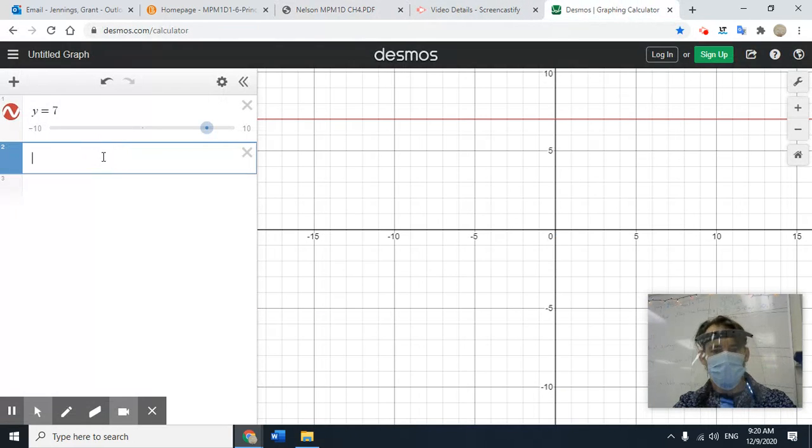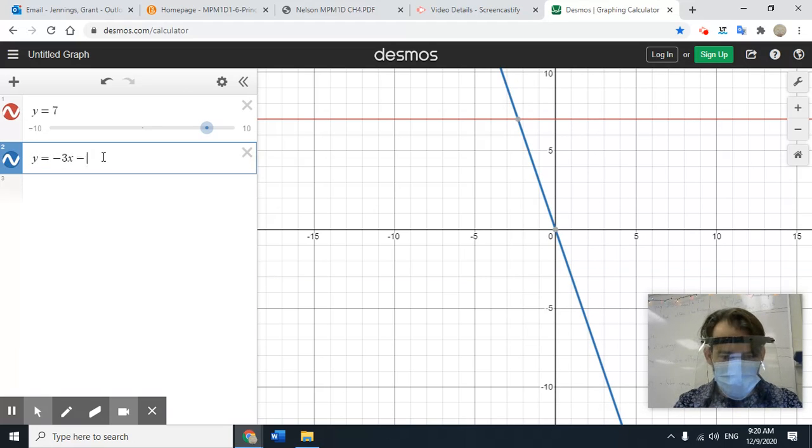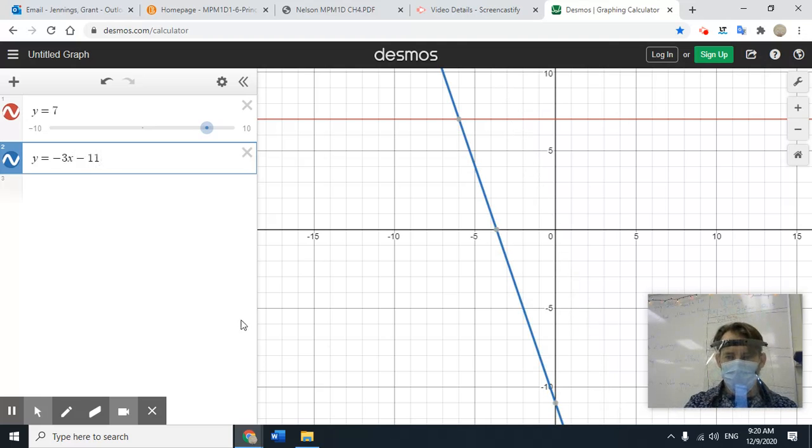So then we would have y is equal to negative 3x minus 11. And then I get this line over here. It should match exactly the line I drew on the board. Oh, it does. It's so beautiful. Okay, here. There's the point that we had on our table. We also chose for our table this point here.